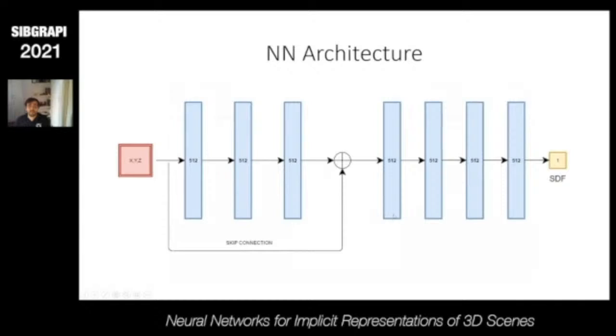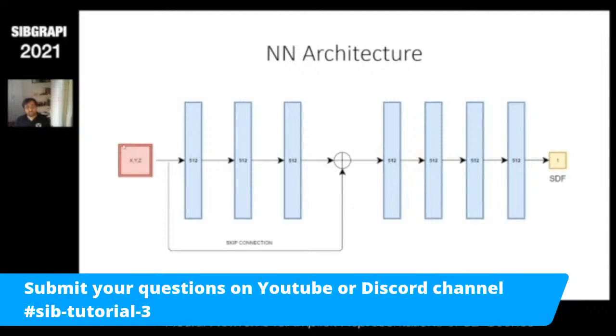The main architecture of this network proposed by the authors is a simple feed-forward neural network. Each layer here is a fully connected linear layer. We have a skip connection, where the input data is concatenated to the previous layer output. And of course, the output of this neural network is the calculated SDF.